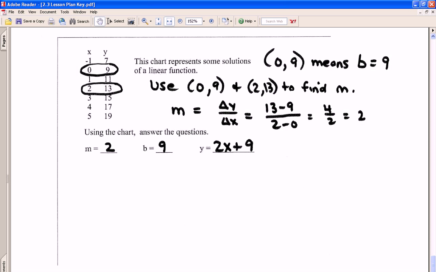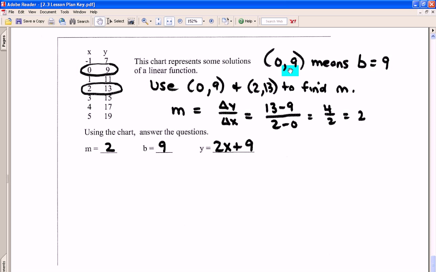Okay, ladies and gentlemen, what we have here, we're going to finish up with section 2.3. This chart has some solutions of a linear function, and we're asked to find the equation of that linear function. The first ordered pair that's going to catch my eye is the ordered pair 0, 9.